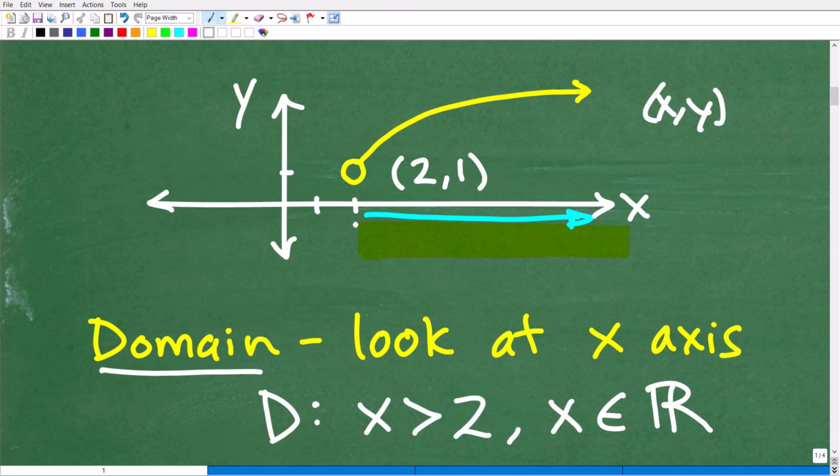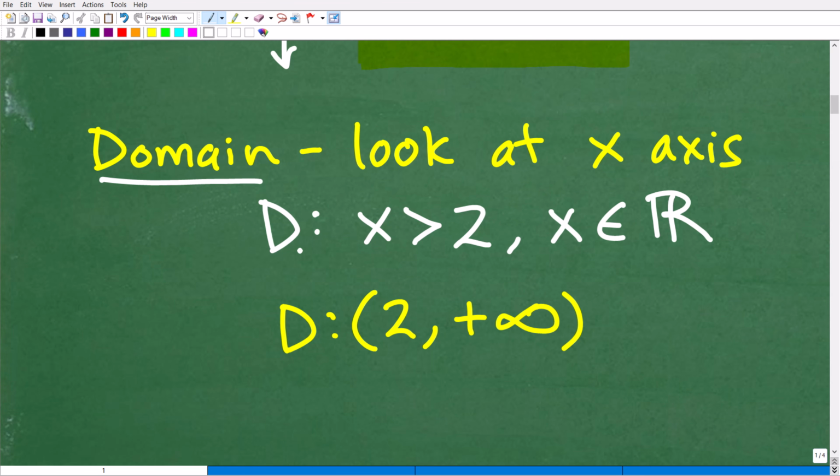So once you focus in on the x-axis, like, okay, this graph is covering where on the x-axis? Well, everything greater than 2, we can go ahead and define that as the domain. Okay, so the domain is all x greater than 2, where x is an element of the real number set. So this would be an appropriate way to define the domain.